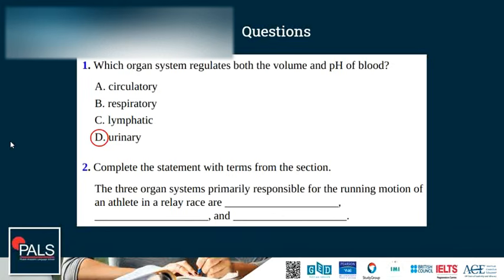Complete the statement with terms from the section. The three organ systems primarily responsible for the running motion of an athlete in a relay race are... You can pause the video to think about the correct three organ systems. The answer is coming now. The nervous system, the skeletal system, and the muscular system.